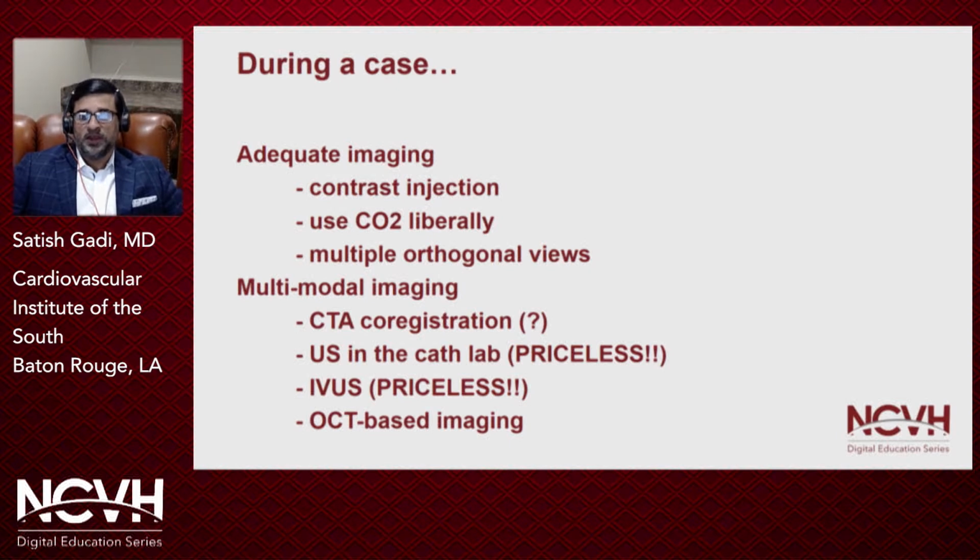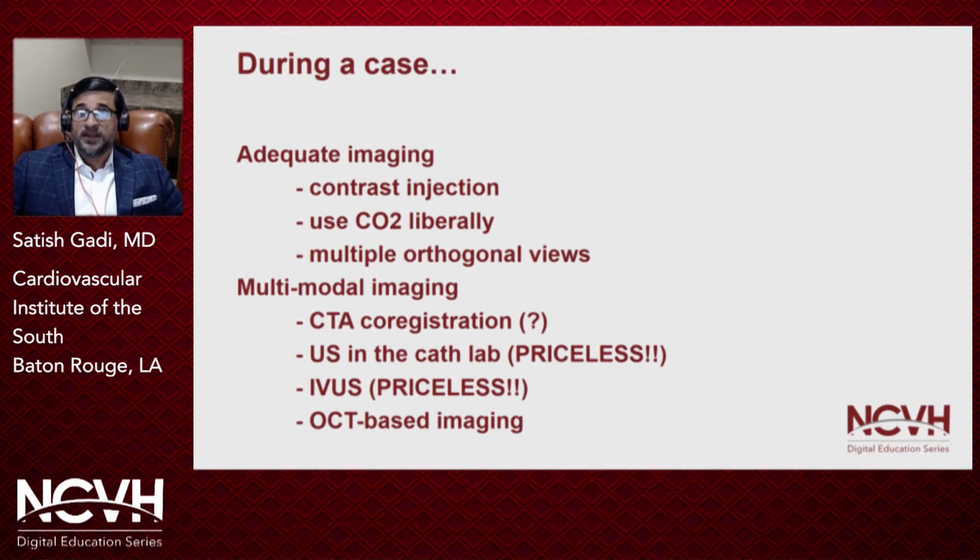During the case, a few more important points. You always want to image adequately. You want to have a good image. So if you're doing just regular ionic contrast, make sure you have a good contrast injection and have a good picture. Use carbon dioxide based angiography liberally. Even if somebody has seemingly normal kidneys, make sure you know their GFR, their creatinine clearance, their ejection fraction, diabetic or not, which all play into the risk of contrast-induced nephropathy. So use carbon dioxide liberally and do multiple orthogonal views, oblique views, to get a good picture, and then you can have your plan and intervention.